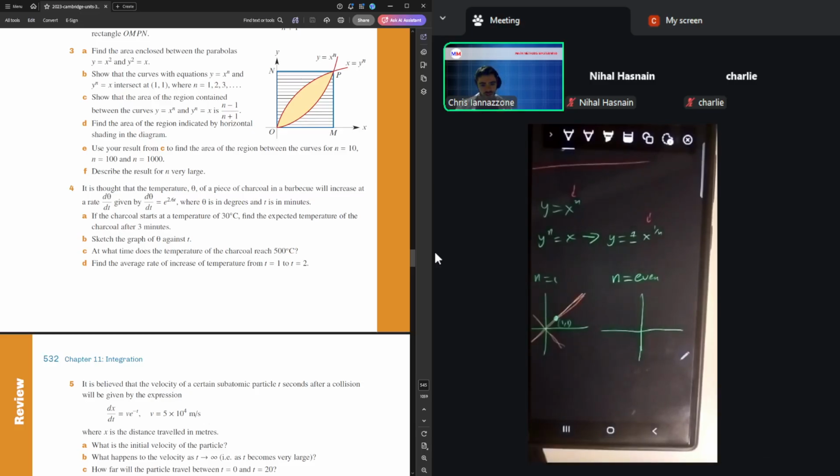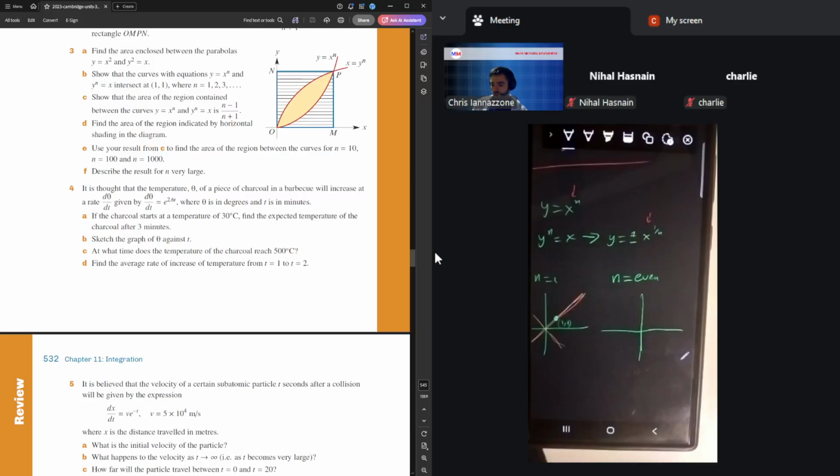So think x squared, x power of 4, x power of 6. All those have the same kind of shape. What do they kind of look like?